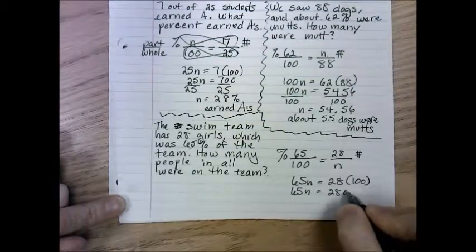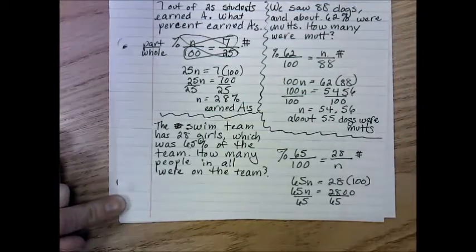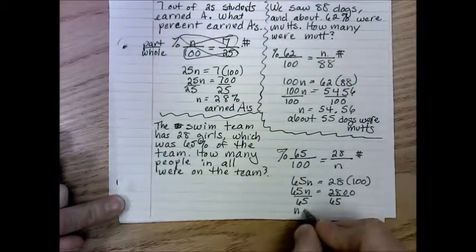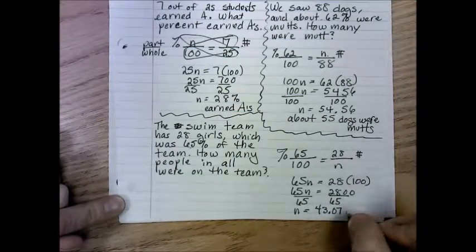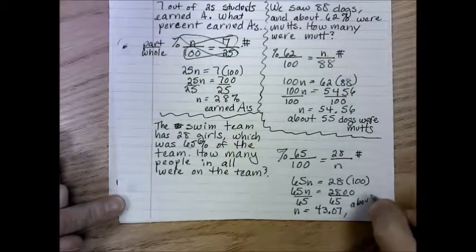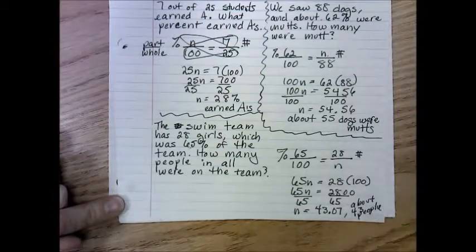65n equals 2800. We'll divide both sides by 65, and n equals 43.07. So we would say about 43 people make up the swim team.